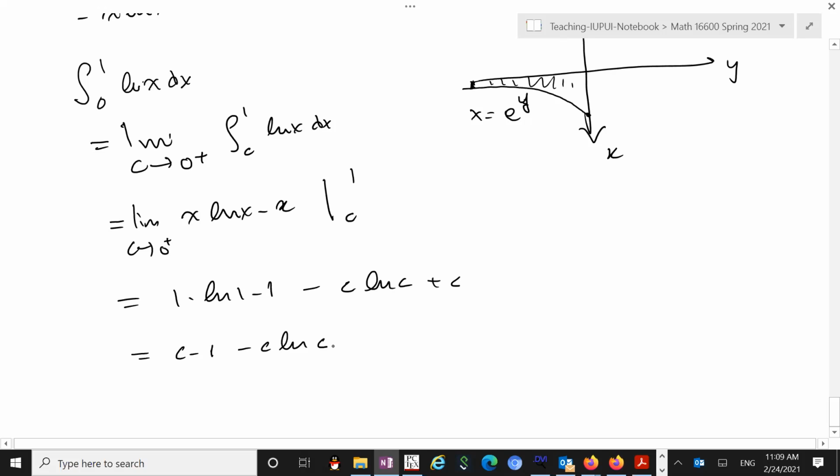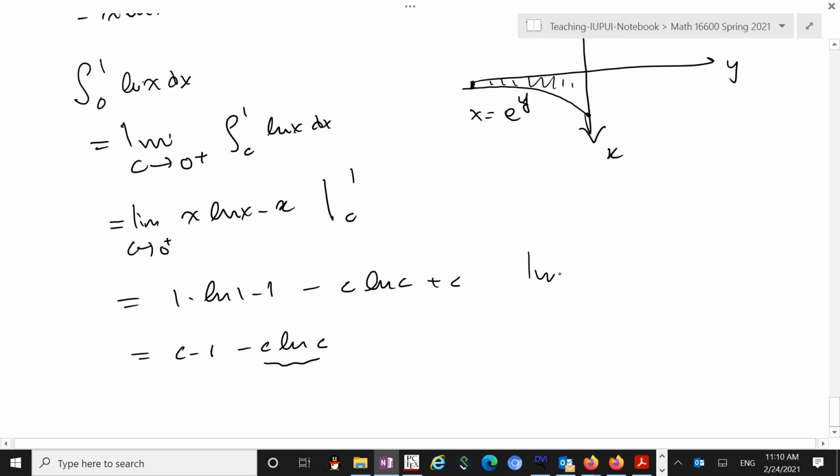So when c approaches 0, c minus 1 approaches negative 1. So what we have to do is look at this one. Now I have to find the limit of this. I'm pretty sure it's going to be 0. You have to use L'Hopital's rule. That's why we studied L'Hopital's rule before that.